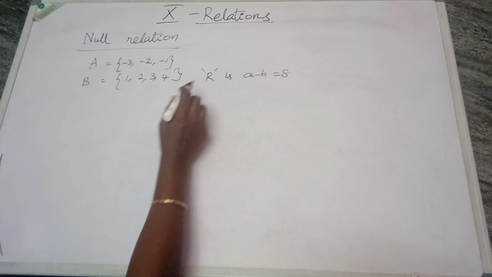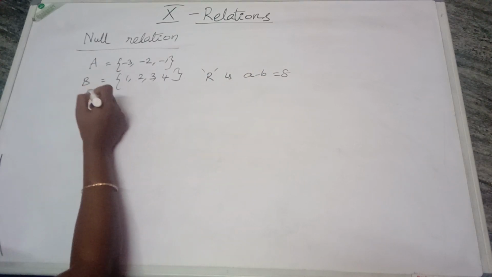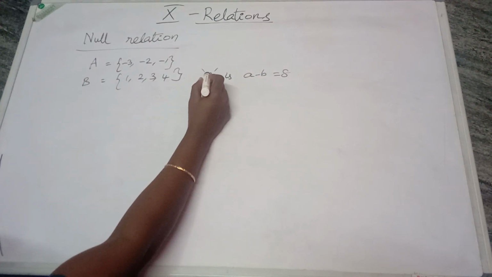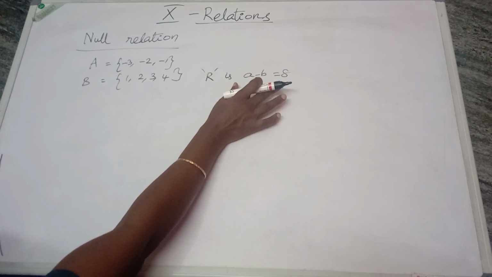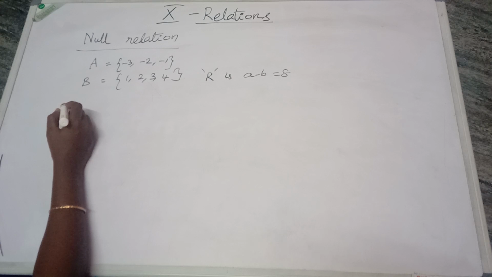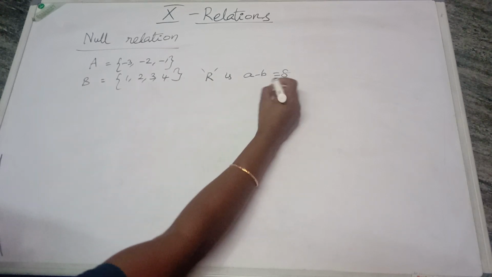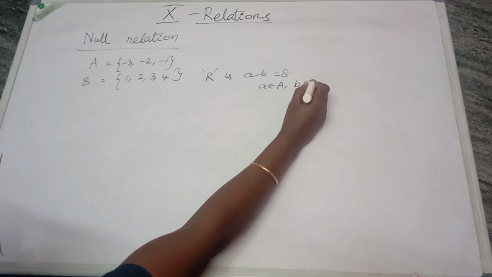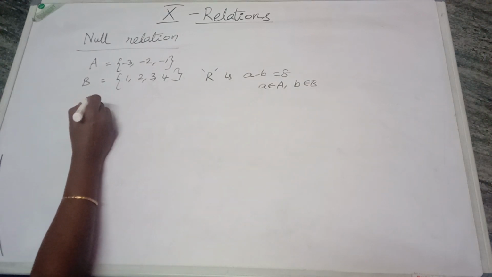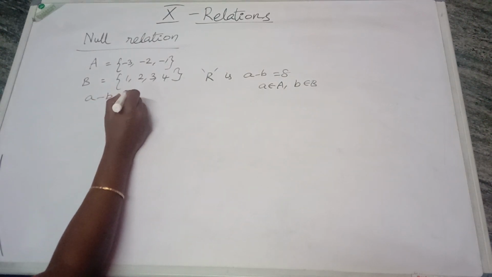Now we have to find the relation from A to B. Is there any element satisfying this specific condition or not? We are going to check now. So A is in set A and B is in set B. Here we know the condition, that is A minus B equal to 8.